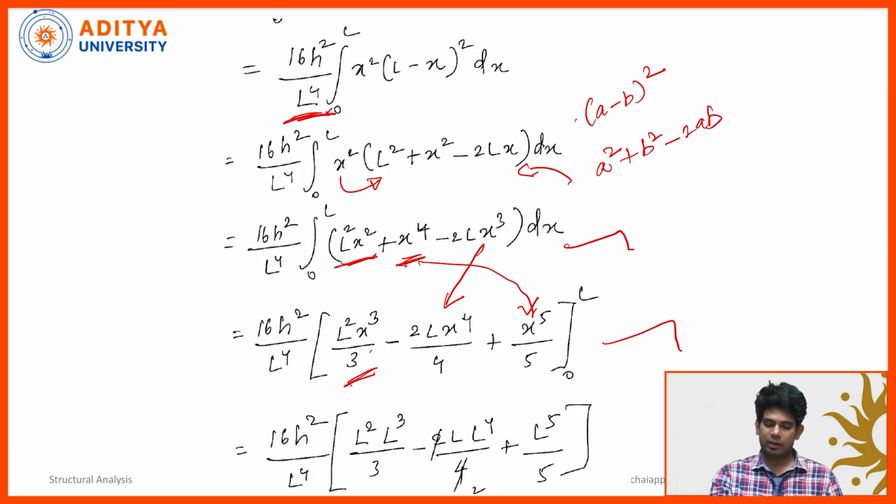Then simplifying this and substituting the upper limit minus lower limit, the upper limit is L square. So L square multiplied by L cube will become L power 5. That is written in the next slide. Now L multiplied by L power 4 is also L power 5, and x power 5 will become L power 5. You can see it here. I am just cancelling this 2 and 4, and will be getting 1 by 2.